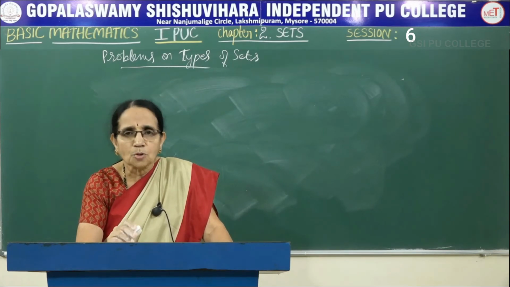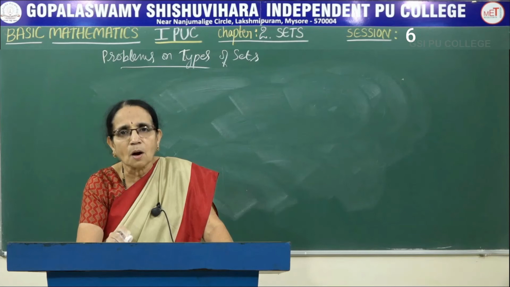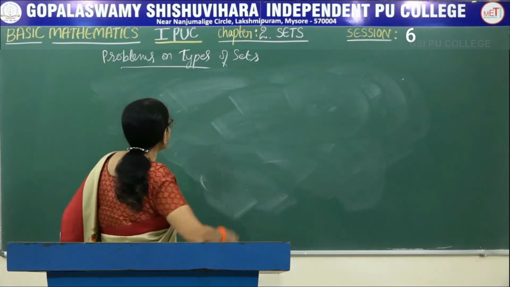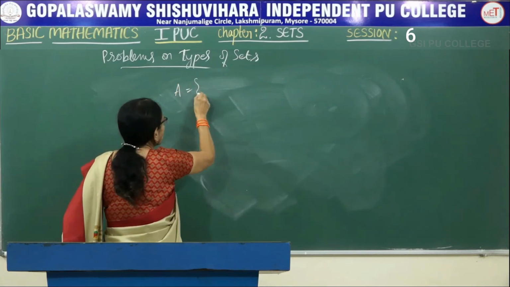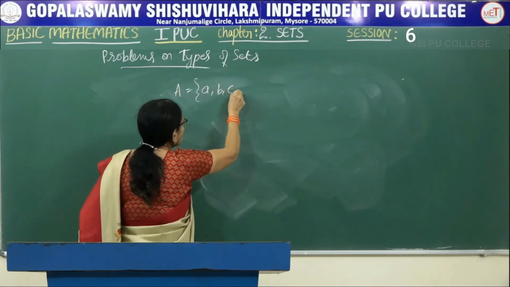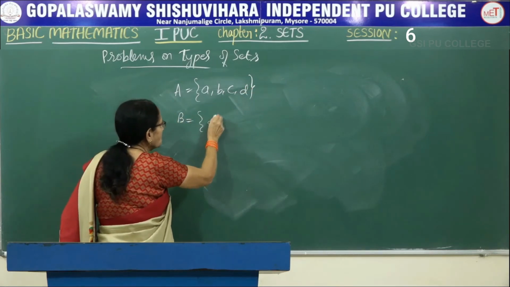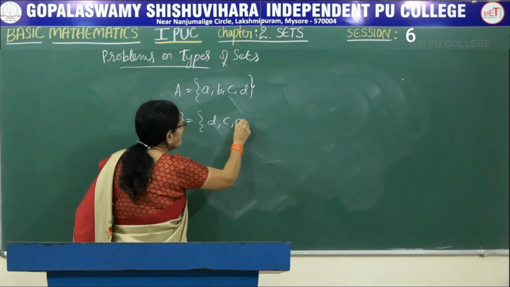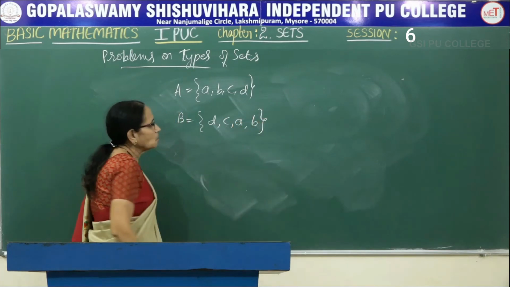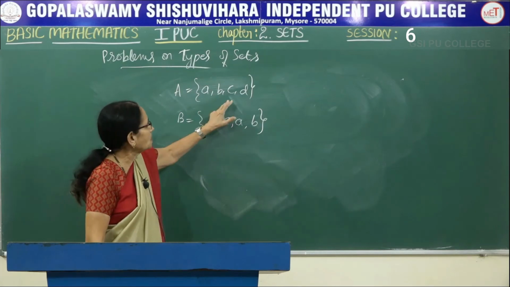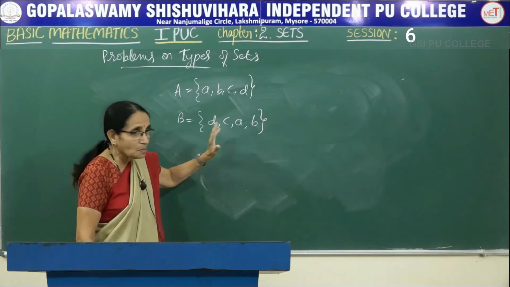Now, let us work out a few more problems where I'll be giving you two sets, A and B. You should say whether they are equal or unequal. Now, let me take the first set. Set A is containing A, B, C, D, 4 elements. Set B contains B, C, A, B. Look at the elements. We are having 4 elements in both the sets. A, B, C, D. Here, these same elements are there.